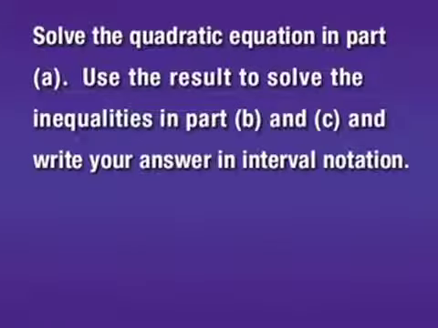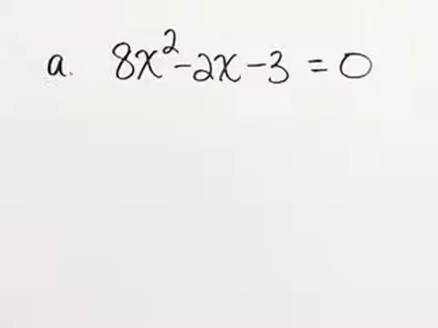Solve the quadratic equation in part A. Use the result to solve the inequalities in parts B and C, and write your answer in interval notation. Part A, 8x squared minus 2x minus 3 equals 0. Part B, 8x squared minus 2x minus 3 is less than or equal to 0. And part C, 8x squared minus 2x minus 3 is greater than or equal to 0.